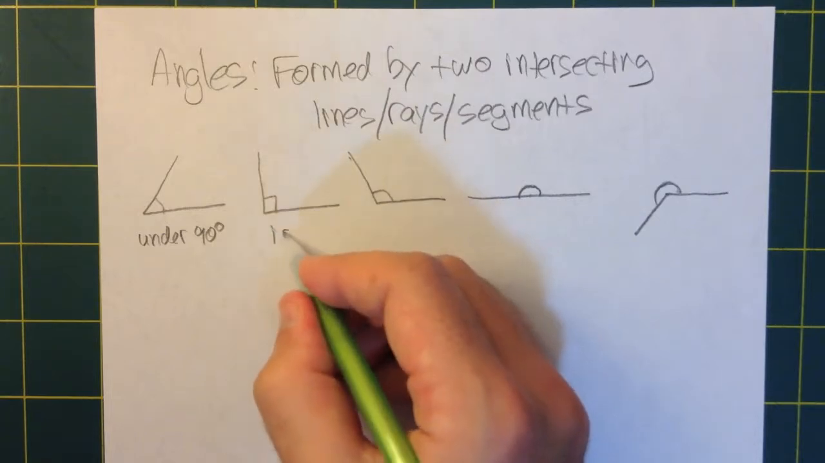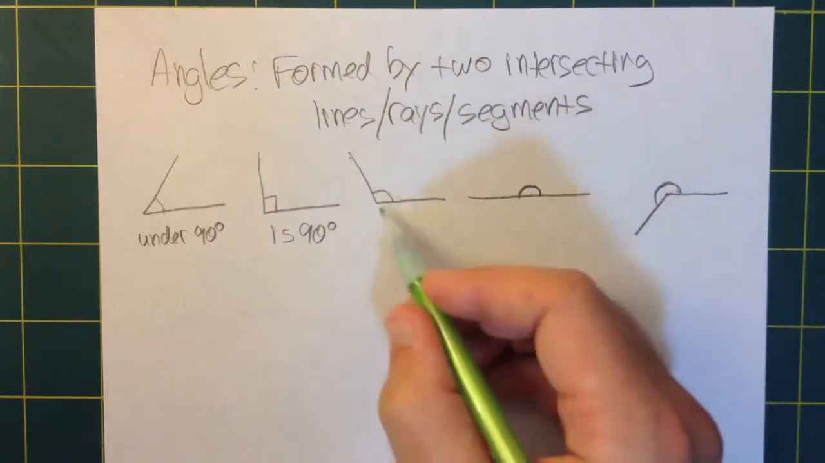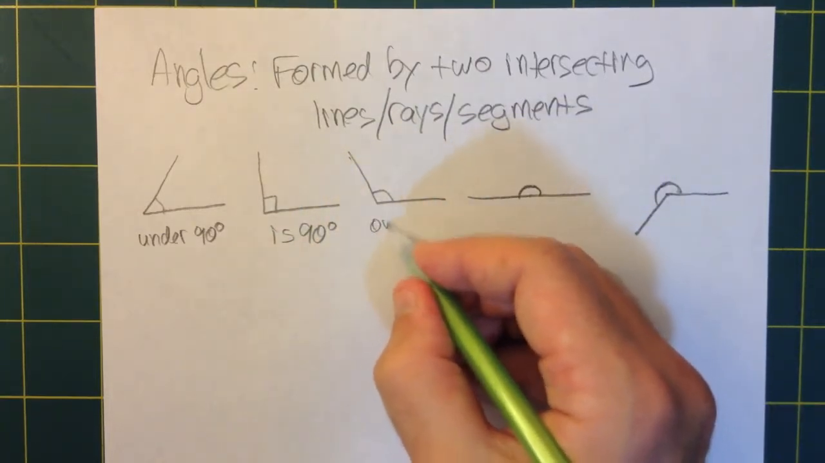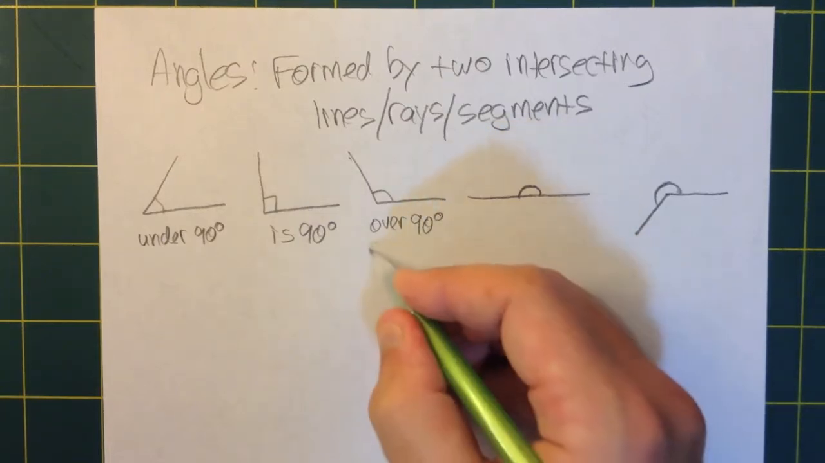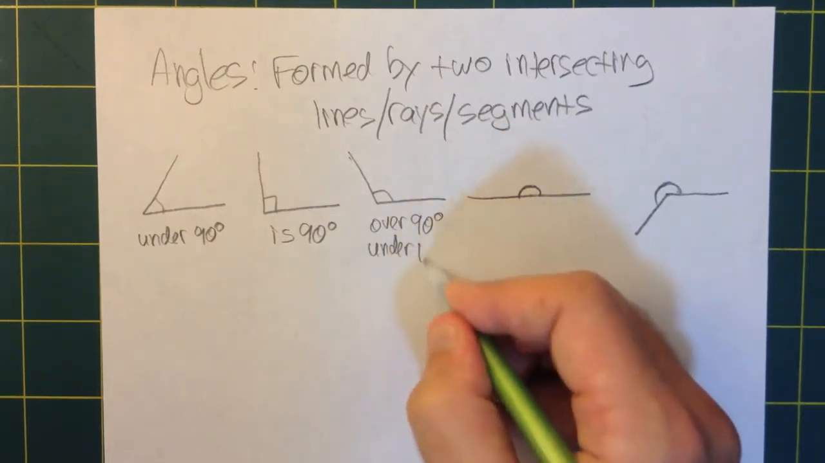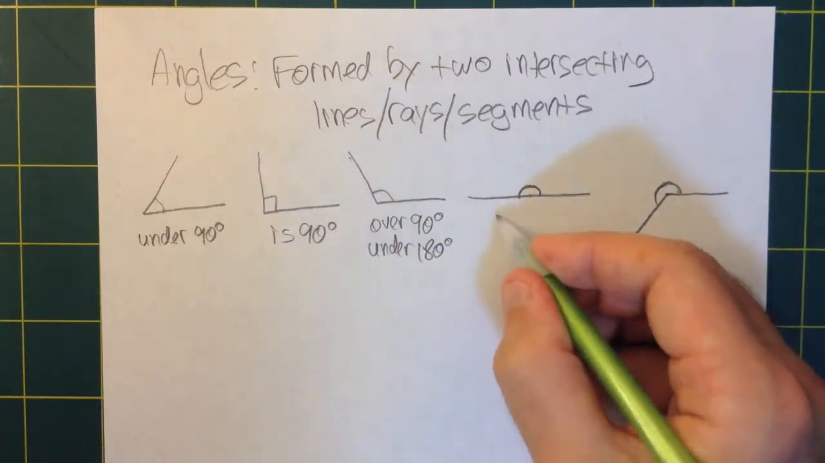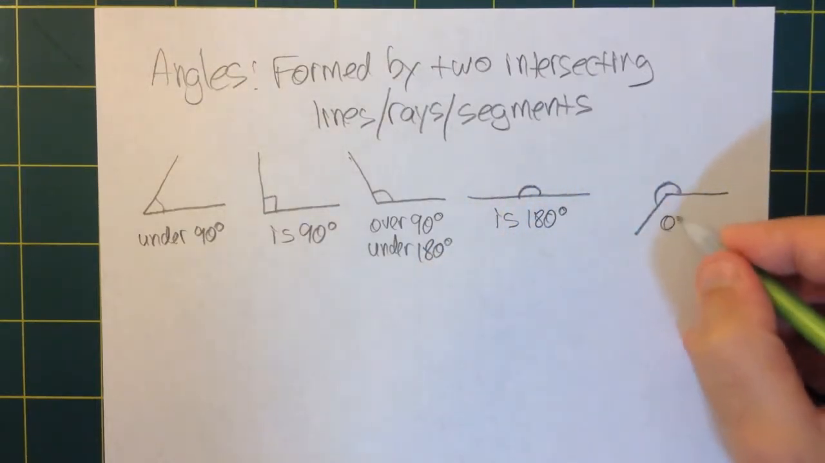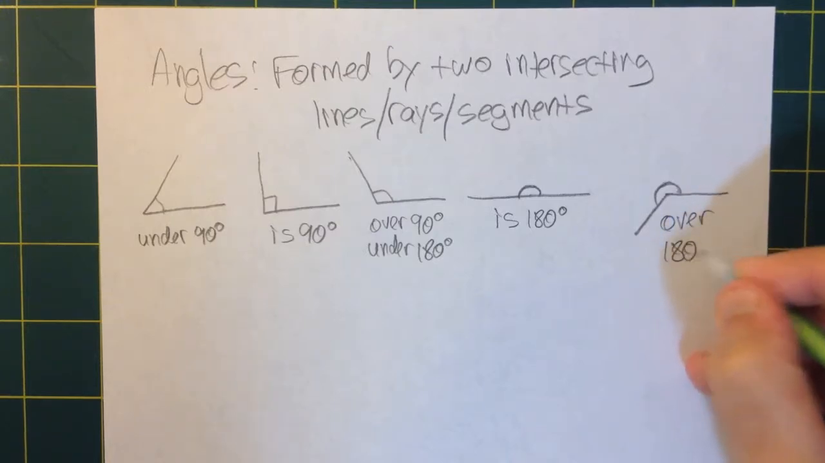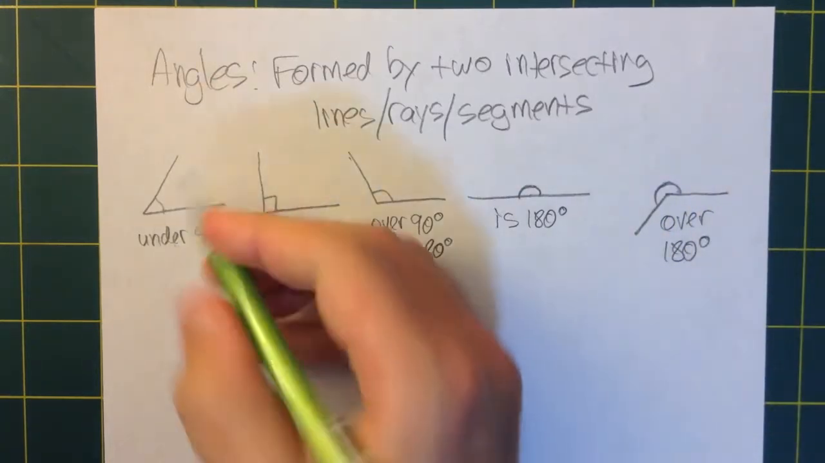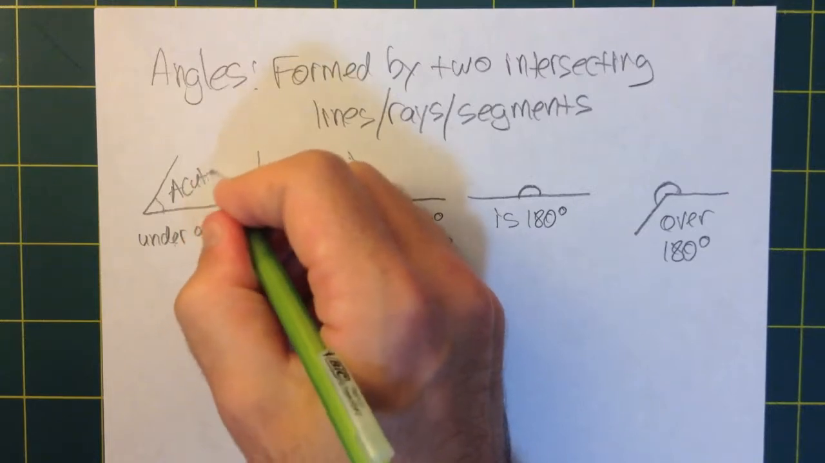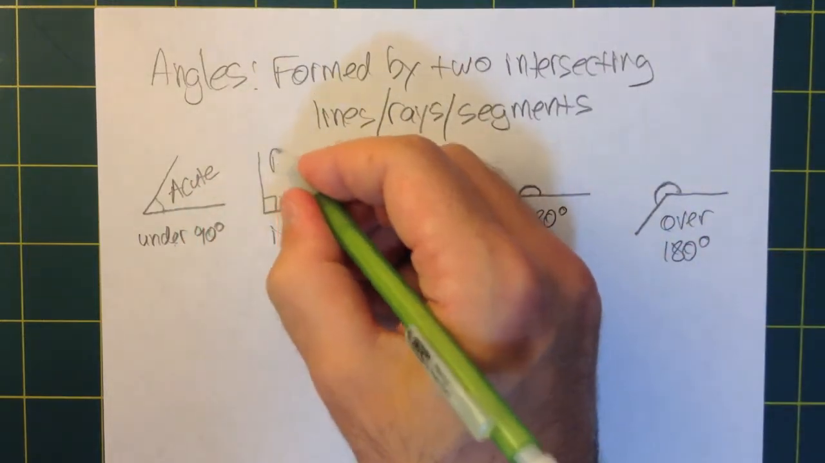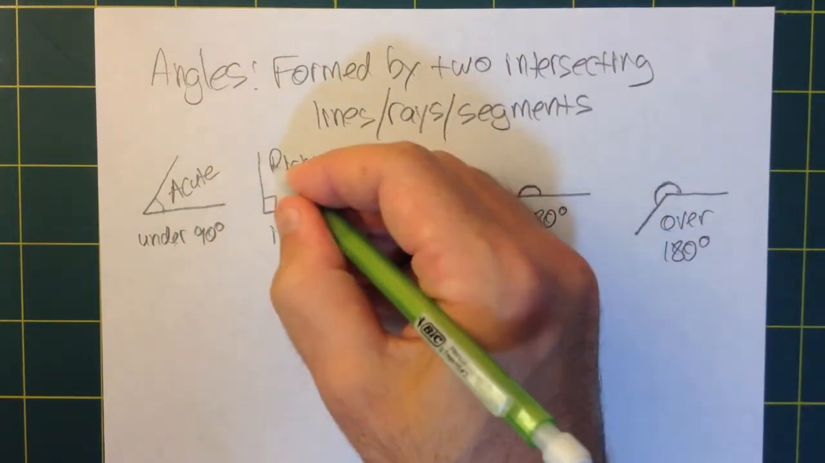In this case, your angle is 90 degrees. In this case, you are over 90 degrees, but you are under 180 degrees. In this case, your angle is 180 degrees. And in this case, you are over 180 degrees. This one we call an acute angle. This one is a right angle.